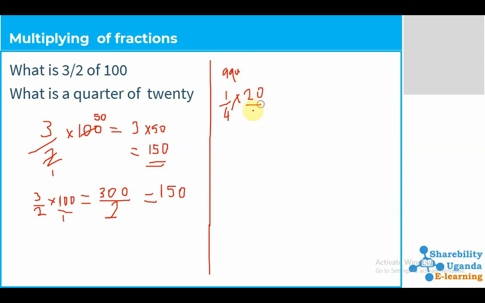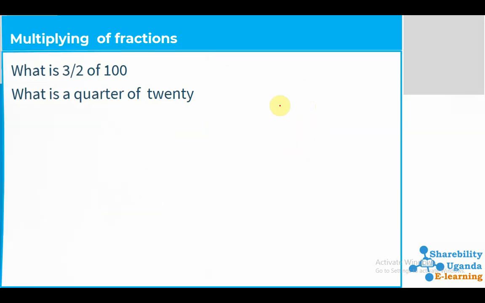So when you make 20 a fraction, dividing by 1, we shall come up with 20 divided by 4. What is 20 divided by 4? We get 5. So this is going to be our answer. In simple terms, that's how we deal with the multiplication of fractions.